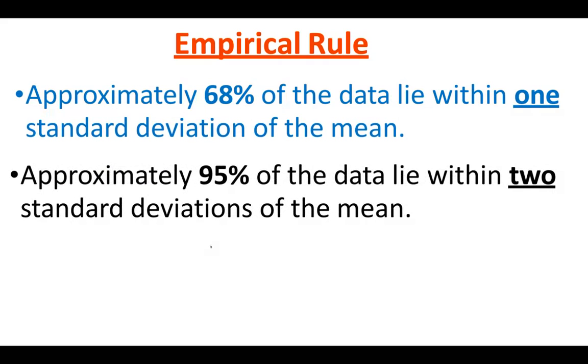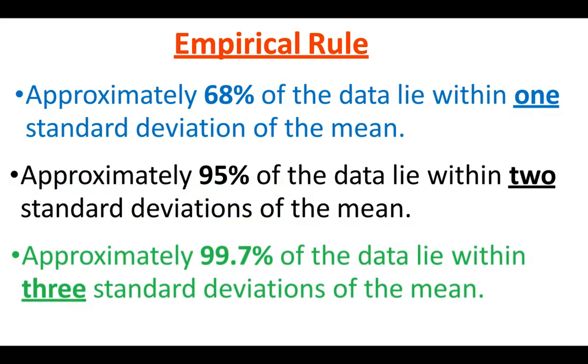It's also true that approximately 95% of the data lie within two standard deviations of the mean. And then our third fact here, using the empirical rule, is that approximately 99.7% of the data lie within three standard deviations of the mean. You don't need to worry about how we came up with that at this point, but these are facts that are true and we are going to be using to solve the problems that we're going to be doing. So definitely write this down, pause the video if you need to.